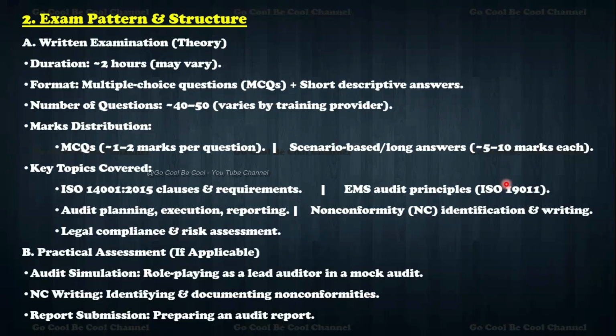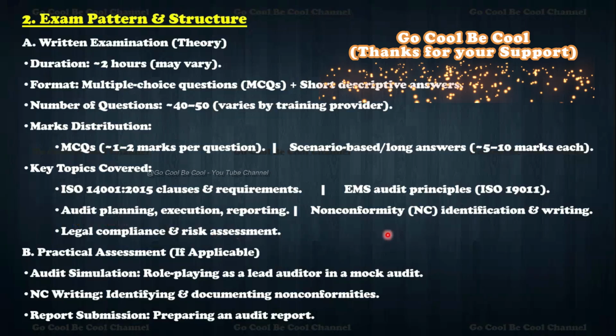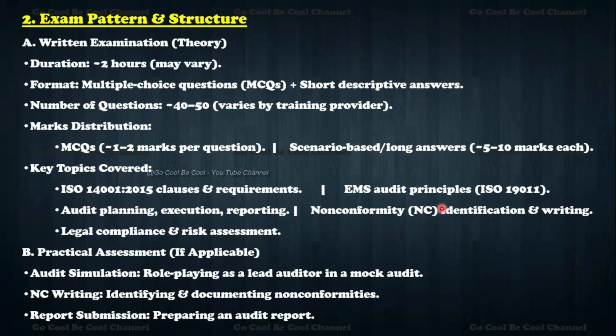For example, if you want any descriptions of ISO 19011 and what it talks about, it is there in the 9K playlist. You can go there and check it. What is the importance of the ISO 19011 standard? It talks about audit planning, execution, reporting, NC identification and writing, legal compliance, and risk assessment. Now it talks about practical assessment, if applicable.